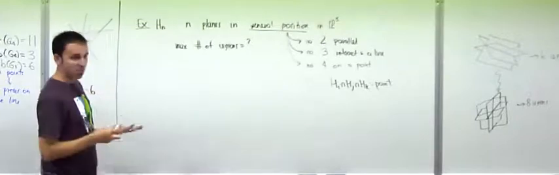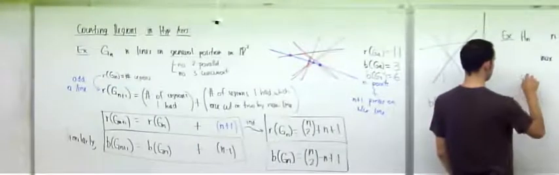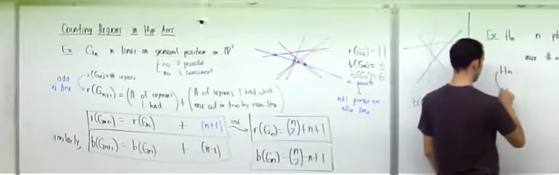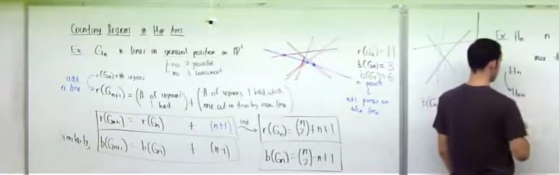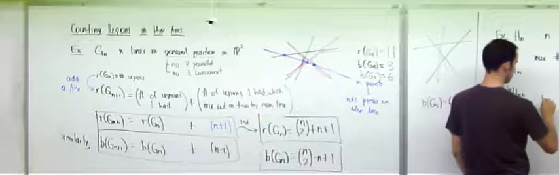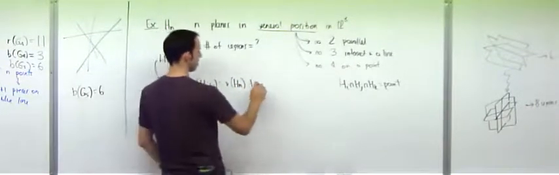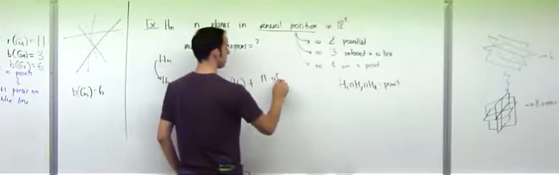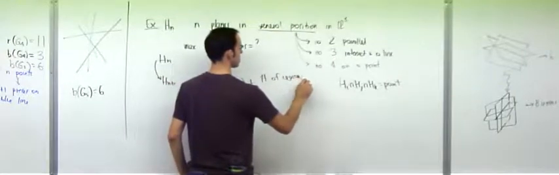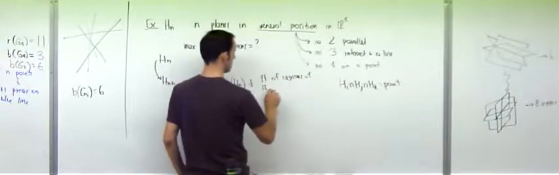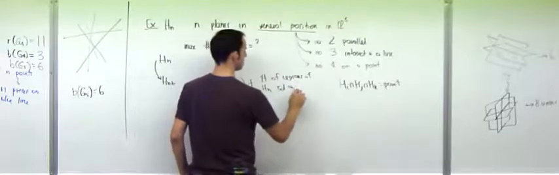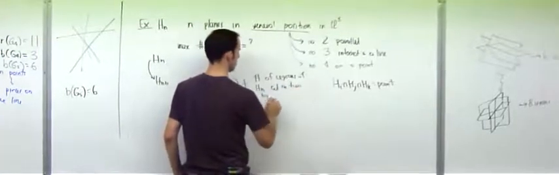I'm going to make kind of the same argument. Suppose that I know it for Hn, and let me add another hyperplane, Hn+1. So how many regions does this have? Well, I make exactly the same argument: the number of regions in Hn plus the number of regions of Hn cut in two by the new hyperplane.